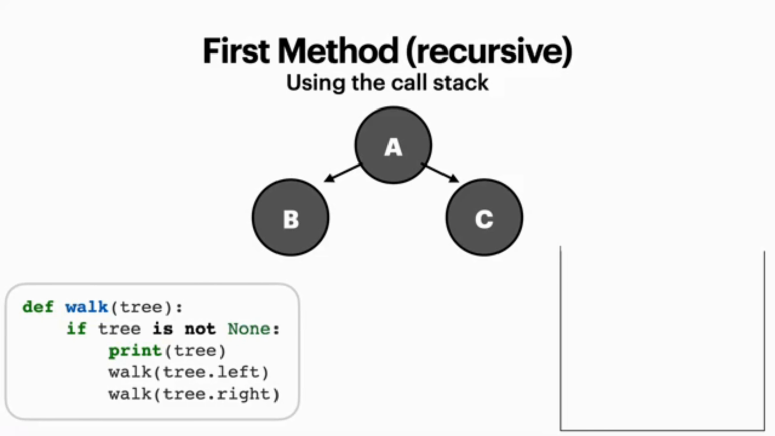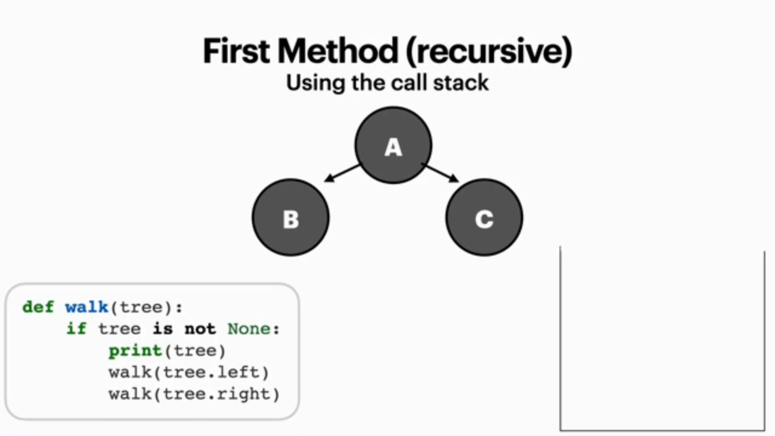If that print statement was in between walk tree.left and walk tree.right, that would be an in-order traversal, and if both of those recursive calls came before the print, then it would be a post-order traversal. And that's how easy it is to change traversal method when we use recursion to implement our depth-first search. It's much easier than the iterative version, but it's slower, and it uses the call stack, which is built into the programming language, which is more limited in size.